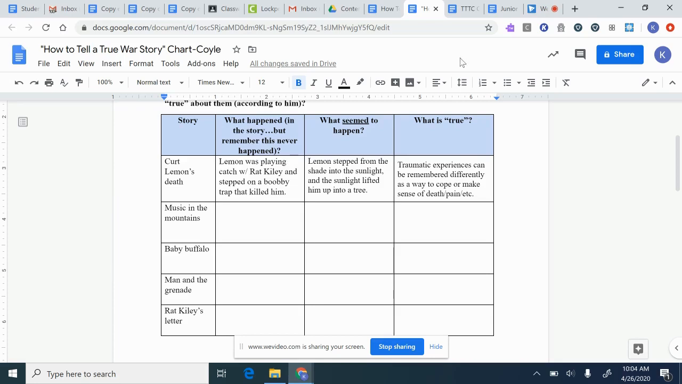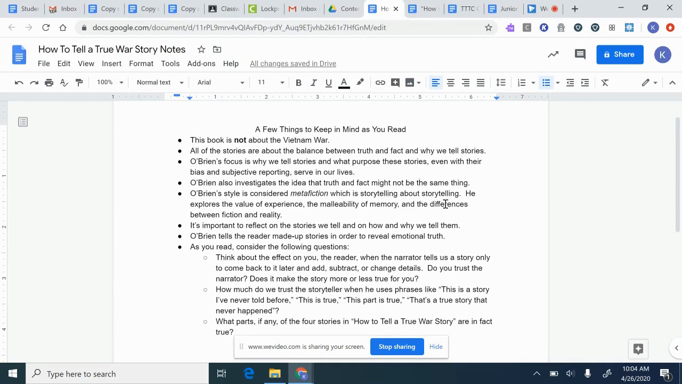So what I want to show you now are just some notes that talk you through these ideas, and I'll post this too for you to read on your own. Remember that the novel itself is not about the Vietnam War. The focus is why we tell stories. And we talked about that earlier on when we first started the book. So O'Brien is always looking at what's the purpose of the stories.